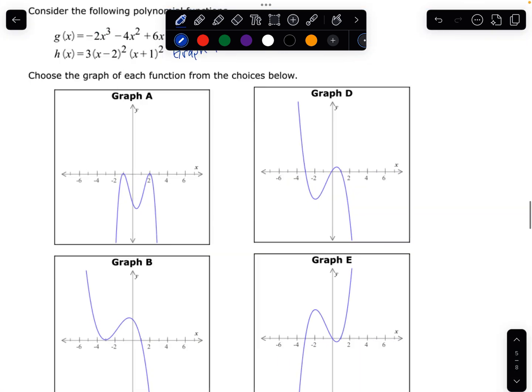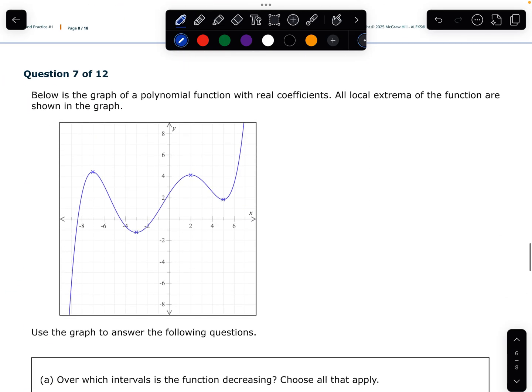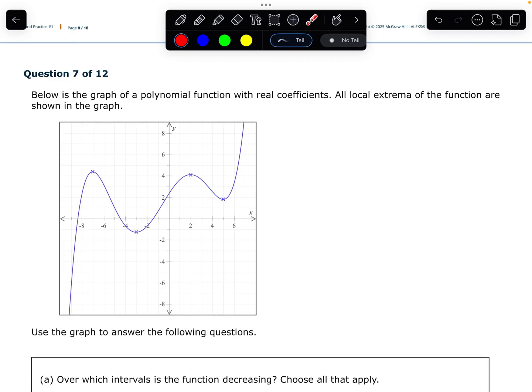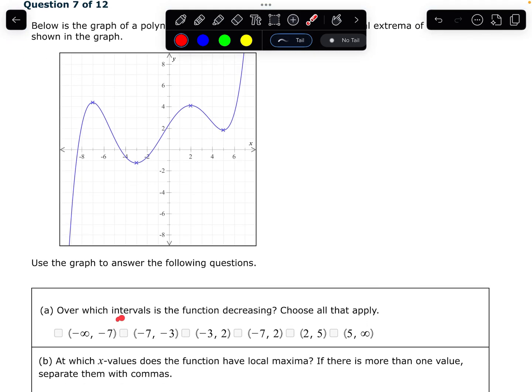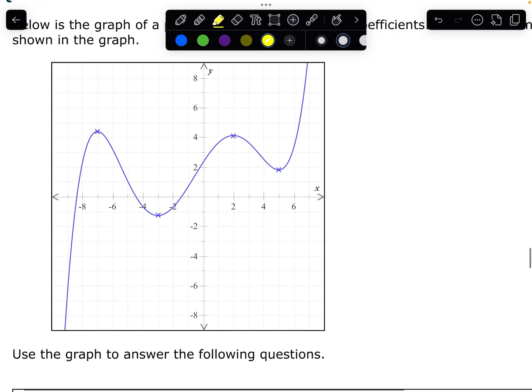Okay, all right, and for question 7, below is the graph of the polynomial function with real coefficients. All local extrema of the function are shown in the graph. Use the graph to answer the following questions. Over which intervals is the function decreasing? So I'm going to highlight the graph in red where it's decreasing.